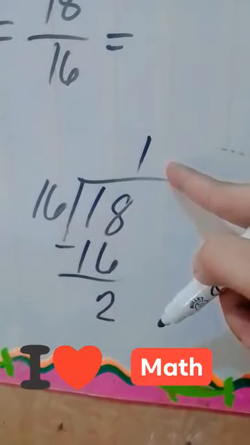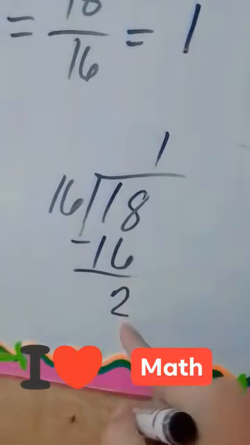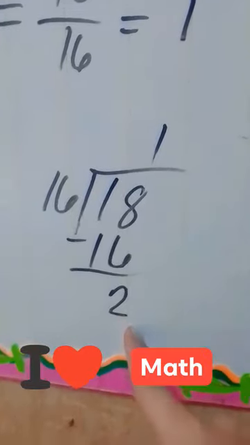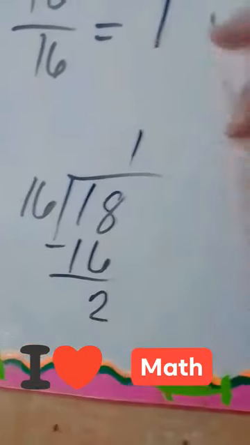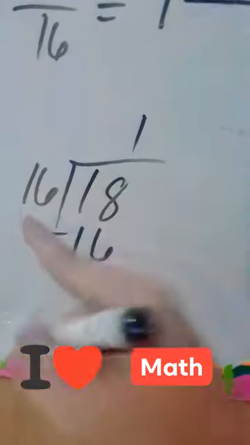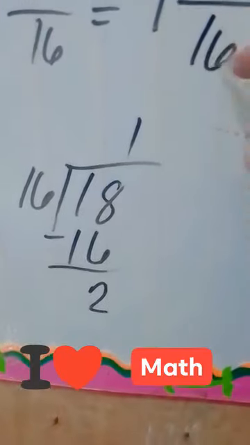the quotient 1. Then next is 2. So the remainder is the numerator of the mixed fraction. Then the denominator is 16.